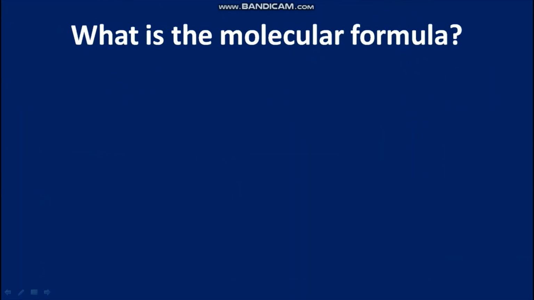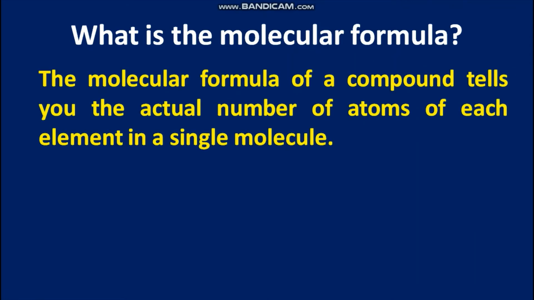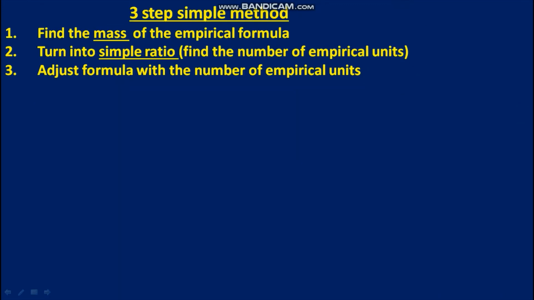So what is a molecular formula? The molecular formula of a compound tells you the actual number of atoms of each element in a single molecule. So an example with this, and here's a 3-step simple method. You find the mass of the empirical formula and you turn it into a simple ratio once again, and then what you want to do is adjust the formula with the number of empirical units. So don't worry, we're going to do an example now.